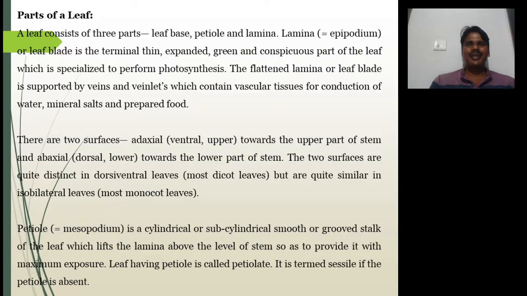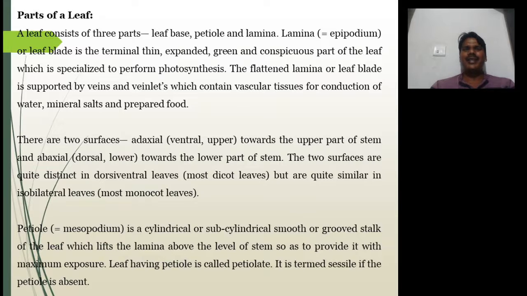The flattened lamina or leaf blade is supported by veins and veinlets which contain vascular tissues for conduction of water, mineral salts and prepared food. Okay, so the leaf is a flattened structure, green in color, and the conspicuous part of the leaf which performs photosynthesis. The green flattened lamina is supported by veins and veinlets which contain vascular tissues for the conduction of water, mineral salts and prepared food.